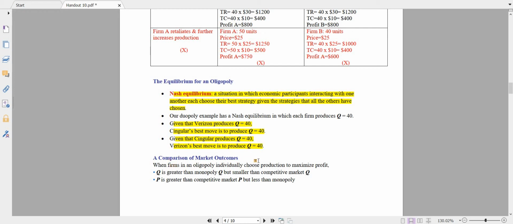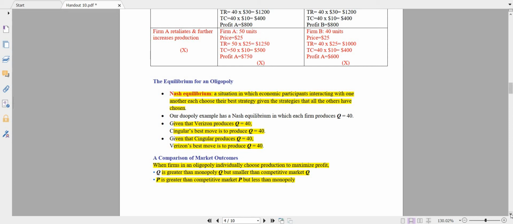So here we have a small comparison between the oligopoly outcome and the outcome of the other two market structures. You can see that when a firm in an oligopoly is acting individually, its Q is going to be greater than the monopoly Q but smaller than the competitive market Q. Similarly, its price level is greater than the competitive market price but less than that of monopoly. So it's just a repetition of the same thing, that the oligopoly outcome is going to be somewhere in between the outcome of perfect competition and monopoly.